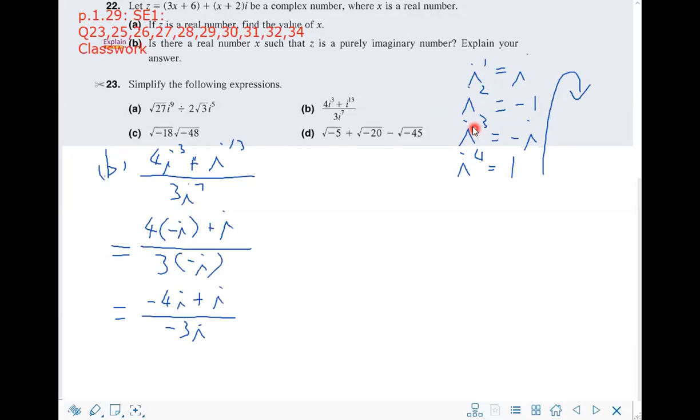Okay, so -x plus 1x becomes -3x. So -4i plus 1i becomes -3i. And then divided by -3i. Oh, they are exactly the same. So up and down will be cancelled by each other. So what is remaining is just equal to 1. So that is the answer of part B.